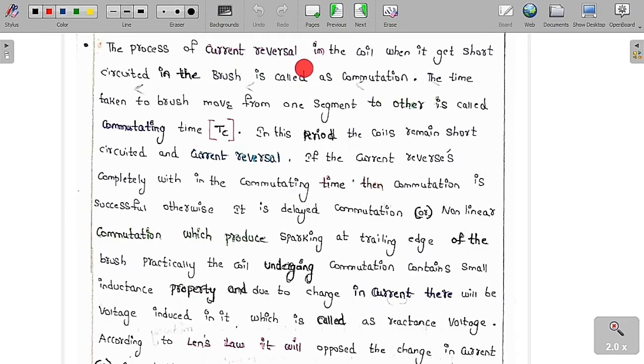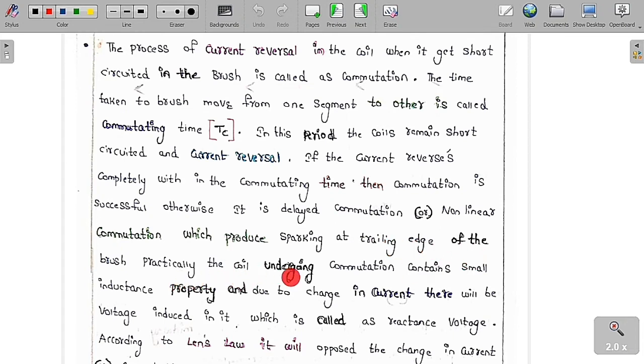The process of current reversal in the coil when it gets short circuited by the brush is called commutation. The time taken for the brush to move from one segment to the other is called the commutation time, Tc. In this period, the coil remains short circuited and the current reverses. If the current reverses completely within the commutating time, then commutation is successful. Otherwise, it is delayed commutation or nonlinear commutation, which produces sparking at the trailing edge of the brush.